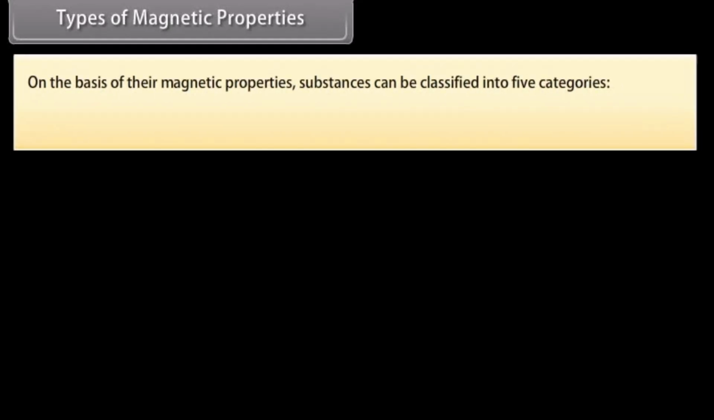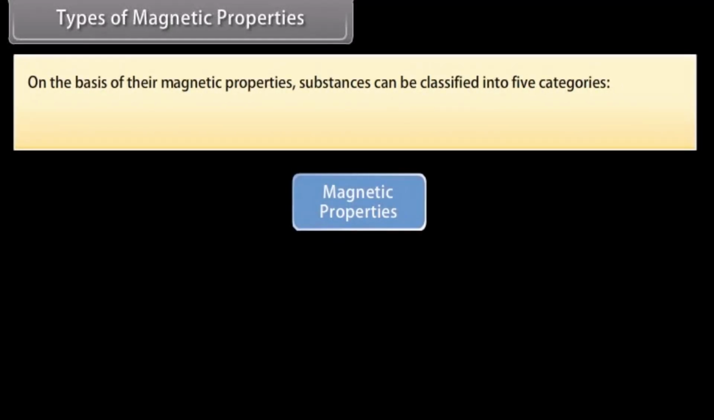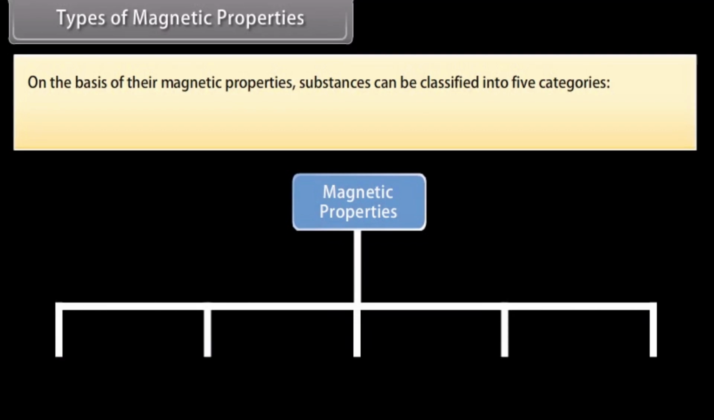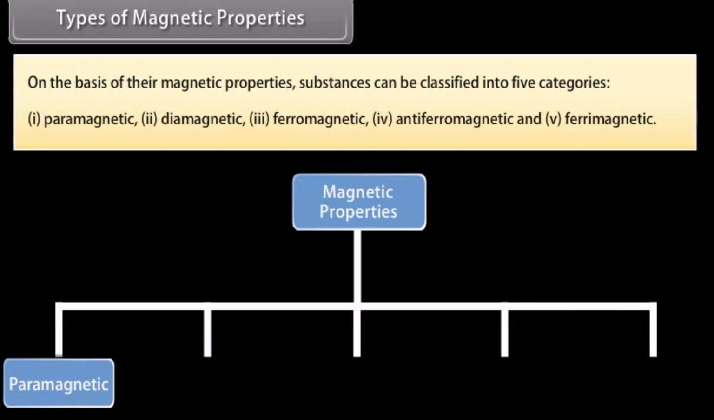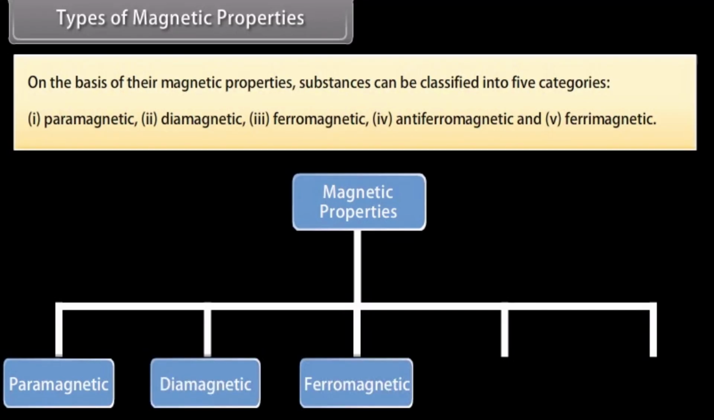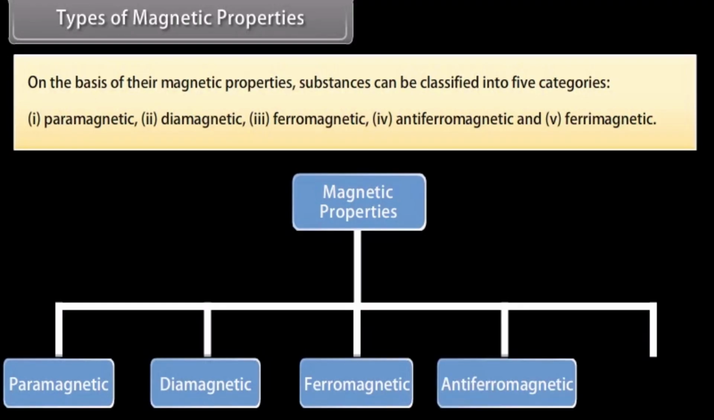Types of magnetic properties. On the basis of their magnetic properties, substances can be classified into five categories: 1. Paramagnetic, 2. Diamagnetic, 3. Ferromagnetic, 4. Antiferromagnetic, and 5. Ferrimagnetic.